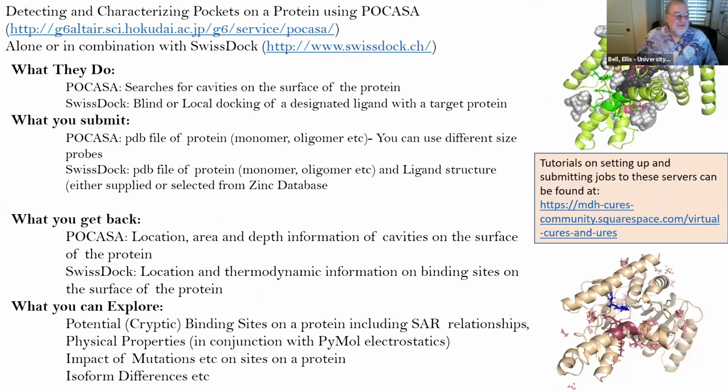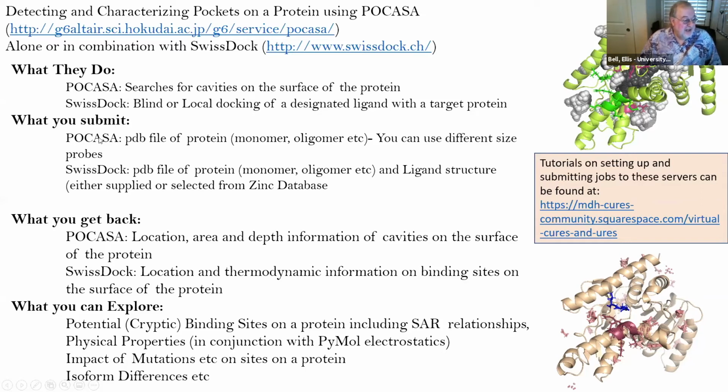So this is a really cool program that we use during the course of the semester. It's got the name POCASA. I've never quite worked out what POCASA actually stands for. But again, it's a program that you can do in real time. What POCASA does is it searches for cavities on the surface of a protein. You can complement that by using SwissDock, which docks designated ligands to a target protein. And I'll give you an example of that in a few moments.